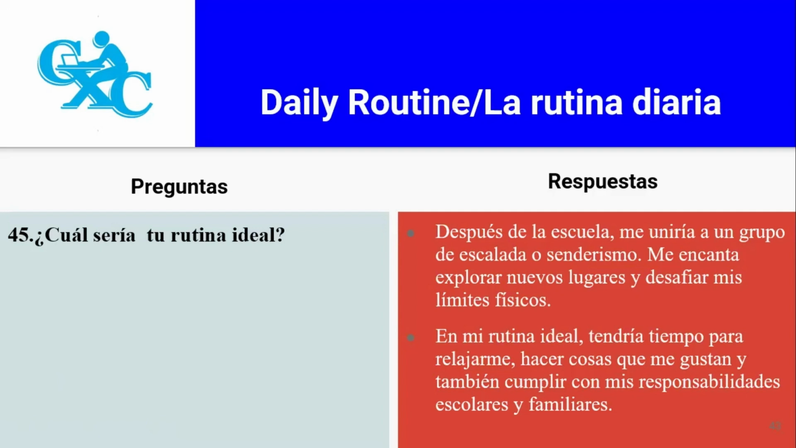En mi rutina ideal, tendría tiempo para relajarme, hacer cosas que me gustan y también cumplir con mis responsabilidades escolares y familiares. So your ideal routine would be to what? Have time to relax, right? To do things that you like, and also to do your school work, of course, and your familial chores, all right? Good. All right, so let's continue.